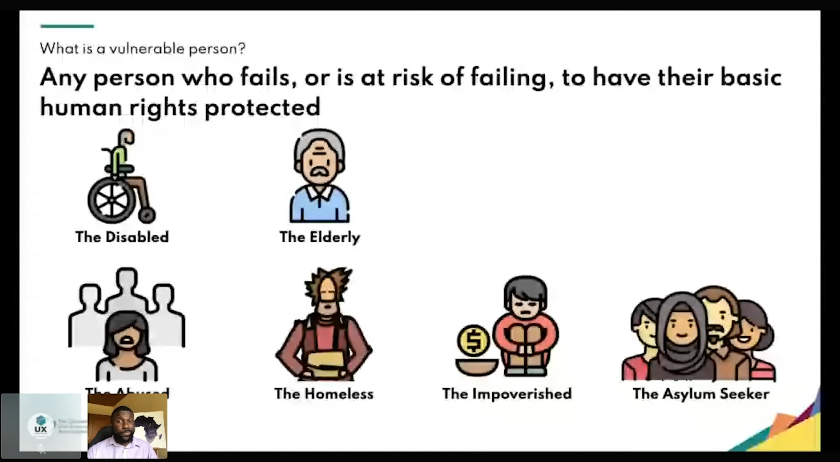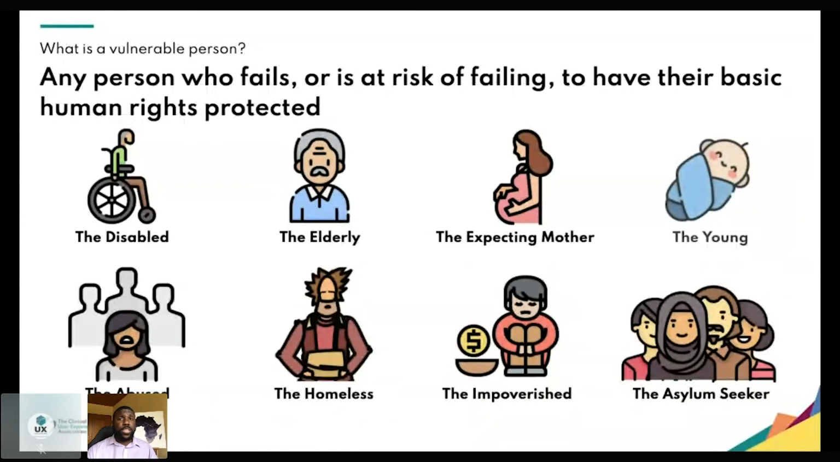Then there's the expecting mother. And I'm also wanting to focus on the unborn child who's completely dependent on the mother, and any vulnerabilities that the mother has and any illnesses, ill health that she has will have detrimental, if not fatal effects on the unborn child. And further to this is the young. We're talking about anybody who is still dependent to be fed, to be clothed, to be housed. And this doesn't end apparently until you're about 18.